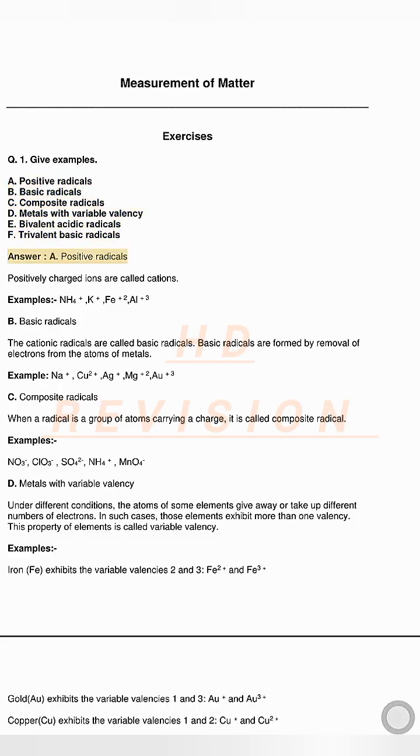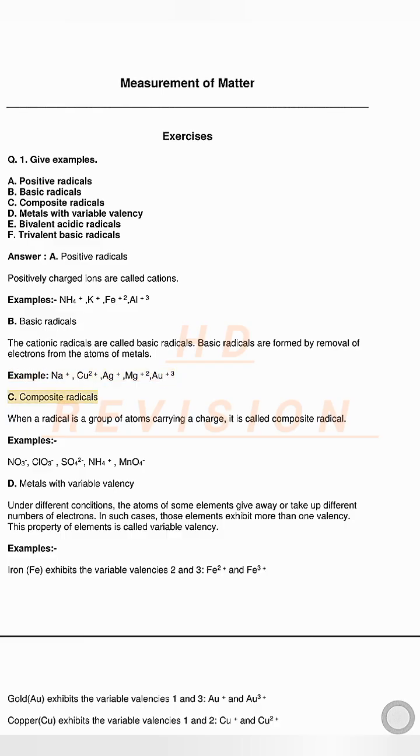Answer. A positive radicals. Positively charged ions are called cations. Examples: NH4+, K+, Fe2+, Al3+. B basic radicals. The cationic radicals are called basic radicals. Basic radicals are formed by removal of electrons from the atoms of metals. Examples: Na+, Cu2+, Ag+, Mg2+, Al3+.